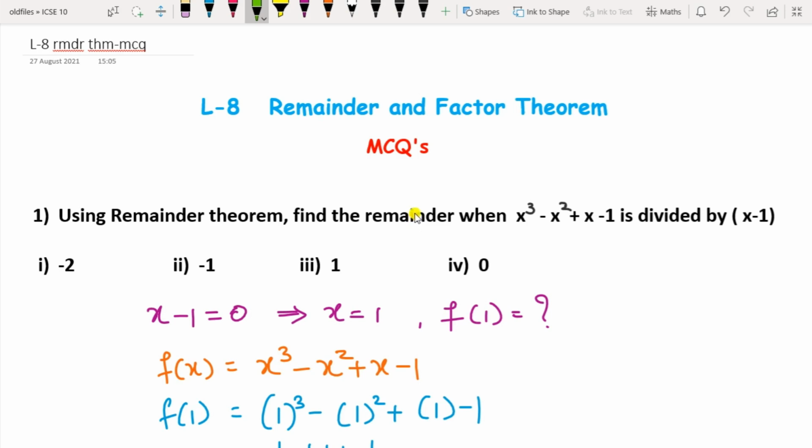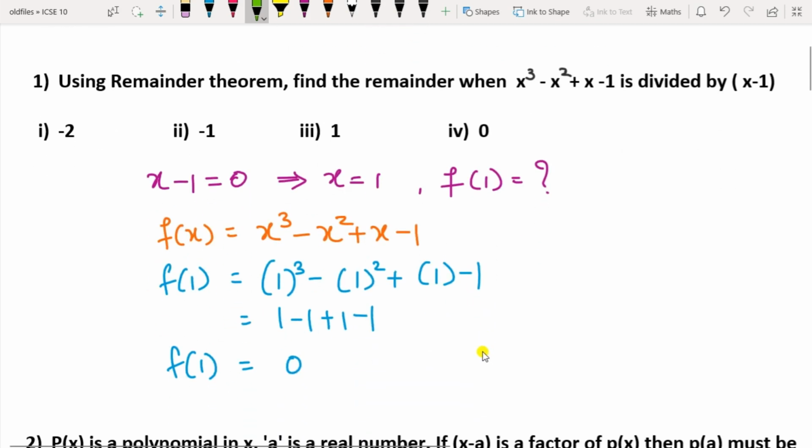Now let us start with the MCQs on the remainder theorem. The first one is, using remainder theorem, find the remainder when x cube minus x square plus x minus 1 is divided by x minus 1. So x minus 1 is a factor of this p(x) or f(x). So x minus 1 equal to 0, so the value of x becomes 1. So f(1) is the remainder here. Write the given equation and substitute the value of x as 1. You get the remainder f(1) equal to 0. So 0 is the correct option. Option 4 is the correct option in this case.